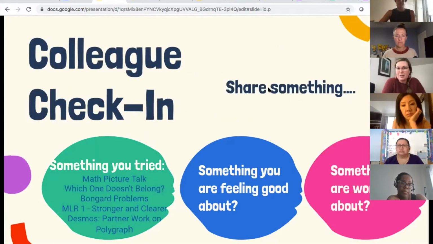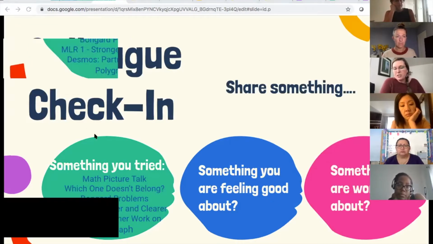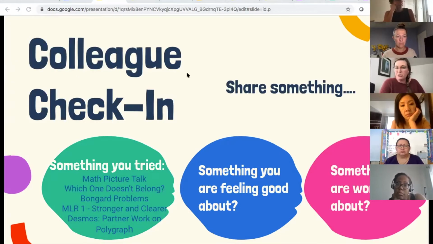So in that vein, as we always do at the start of the session, we're going to give a little bit of space for you to share with each other. We're going to do our colleague check-in. We're going to share a Jamboard in the chat. It's actually the same one that we used on Thursday, because we wanted you to see what your other colleagues have tried out. But basically just something you've tried, something that you're feeling good about, something that you're wondering about. If you have anything that you want to share, just go ahead when Jessica puts you in a breakout room, and drop something onto that Jamboard.